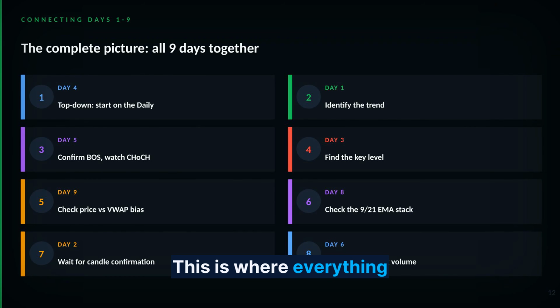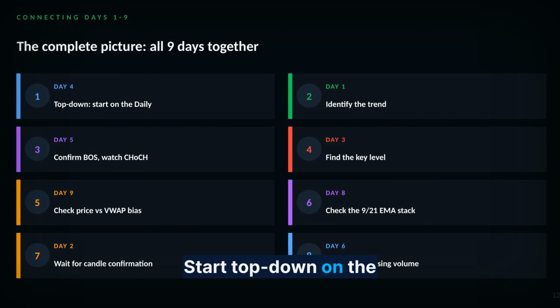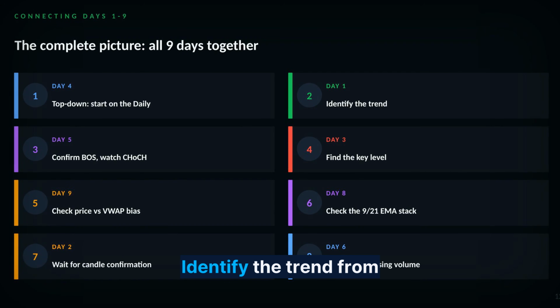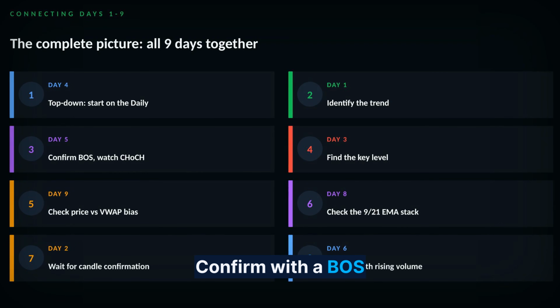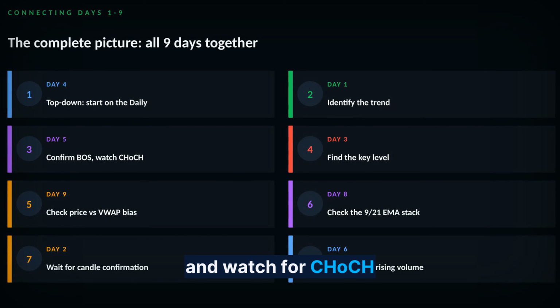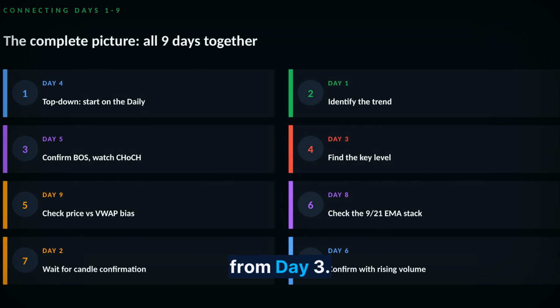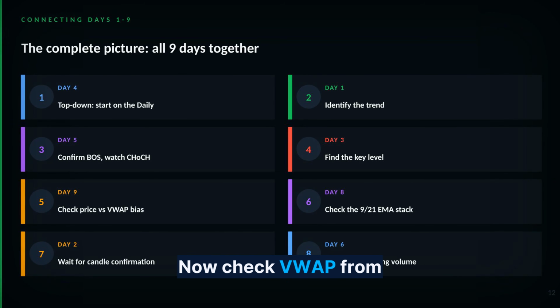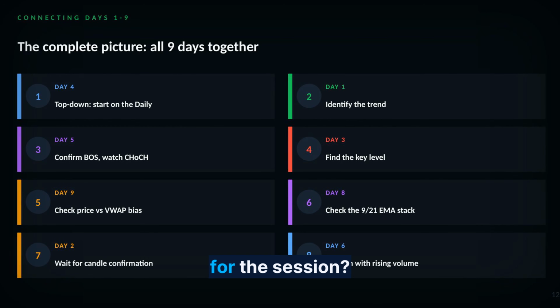This is where everything we've built over 9 days comes together. Start top down on the daily from day 4. Identify the trend from day 1. Confirm with a BOS and watch for CHOCH from day 5. Find your key level from day 3. Now check VWAP from today. Is price above or below it for the session?